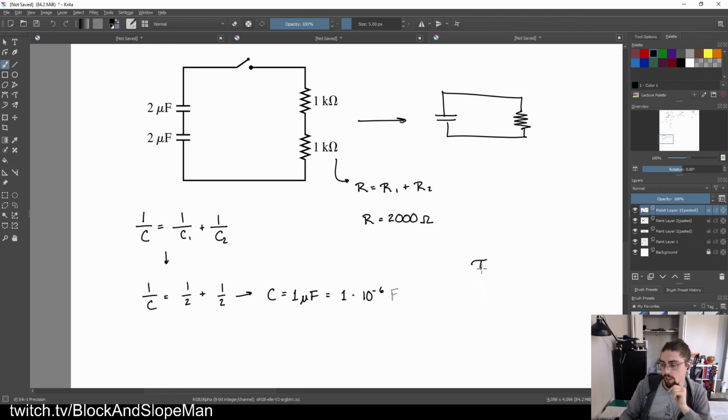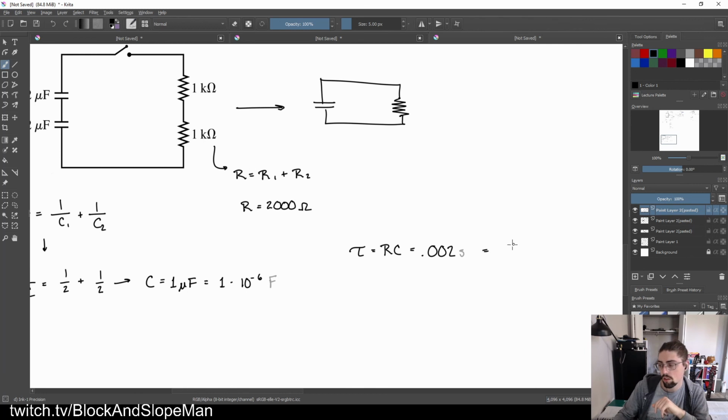My time constant tau is just equal to R times C in standard units. That would give me 0.002 seconds, or we could convert this to 2 milliseconds. And there we have it. That's it.